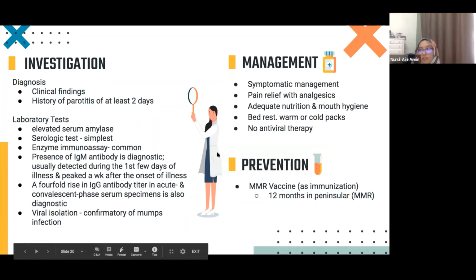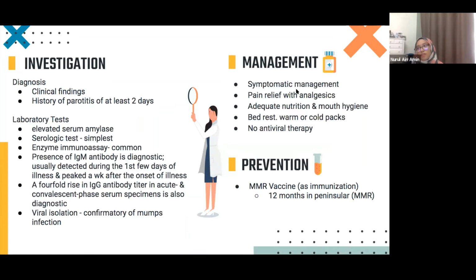Next is management. It is usually symptomatic management, which is to decrease the pain and treat complications such as meningitis or orchitis. We can also do pain relief with analgesics, and must maintain adequate nutrition and mouth hygiene. And also there's no specific antiviral therapy for mumps. And the prevention is similar, which is the MMR vaccine.